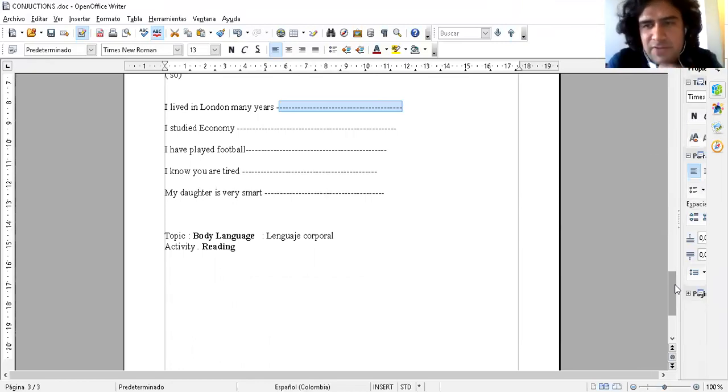The second part of the class is related to body language, okay? Vamos a hablar de body language, que es lenguaje corporal, okay? For that, I bring a reading. Les traje una lecturita, okay?